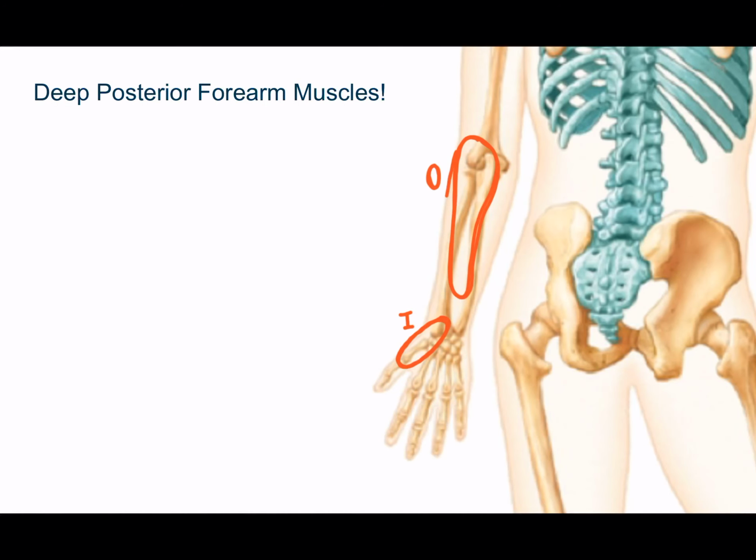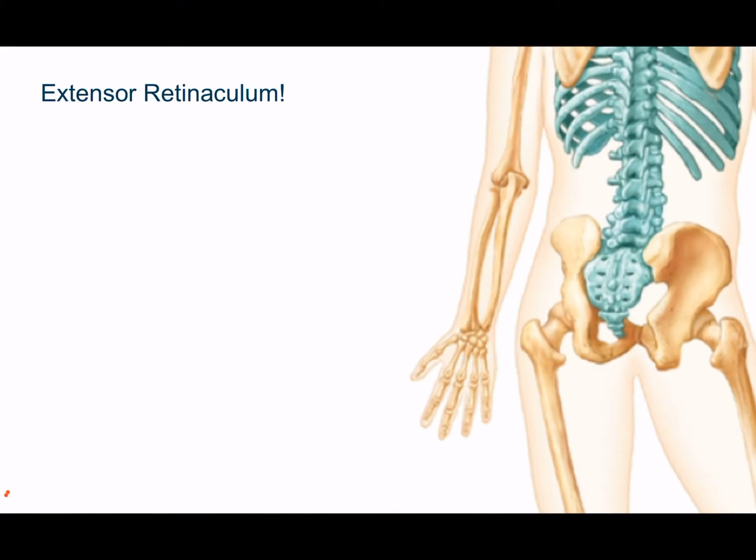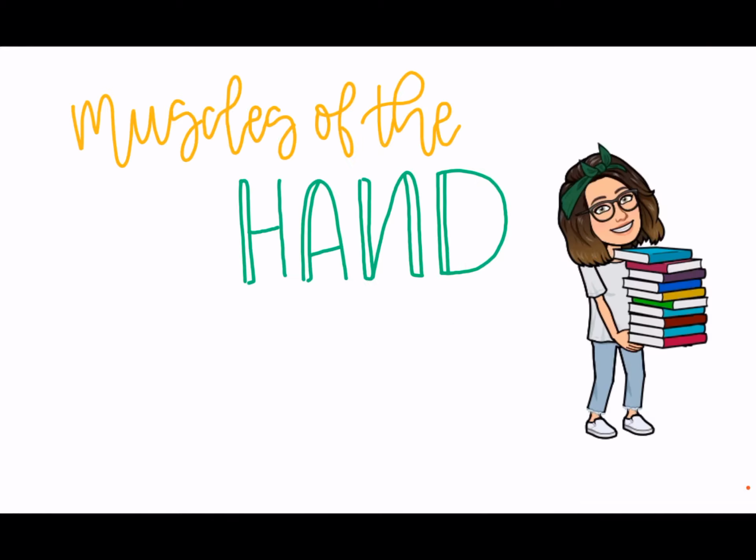Then there's the extensor retinaculum, which is basically the counterpart of the flexor retinaculum. It's on the posterior side, and it serves to hold tendons for those extensor muscles that are headed to the phalanges and the metacarpals. I'm running out of time, so I'm going to breeze through these. Oh goodness, I didn't even circle it. So it's going to be right around here. It's going to be a band of connective tissue, just like the flexor retinaculum, but it's going to be on the other side. So now we're moving to the muscles of the hand, which we did in groups.